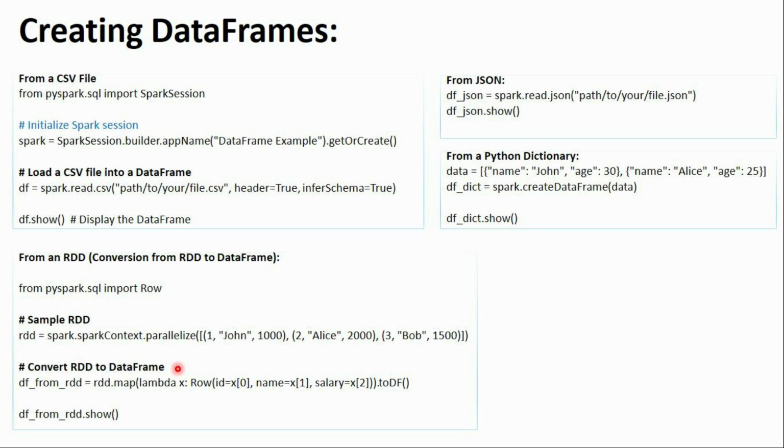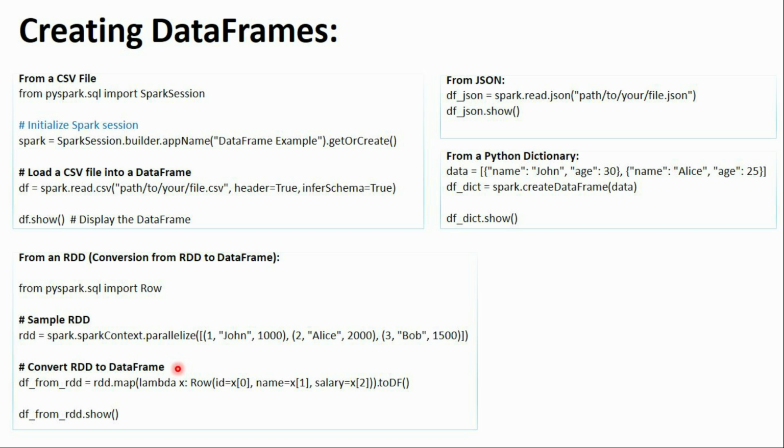Lastly, let's look at how to convert an RDD into a data frame. If you already have an RDD in PySpark, you can easily convert it into a data frame by mapping the RDD to a row object. Here's an example. We start with an RDD of tuples. Each tuple contains an ID, name, and salary. Next, we map each tuple to a row object, where each field corresponds to a column in the data frame.